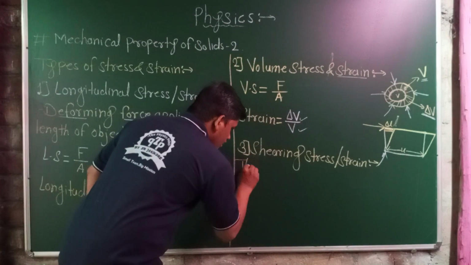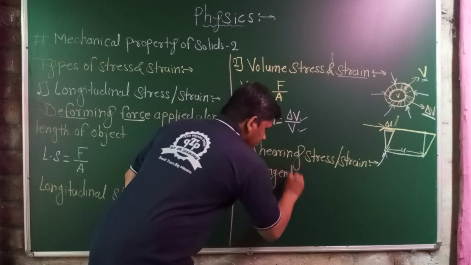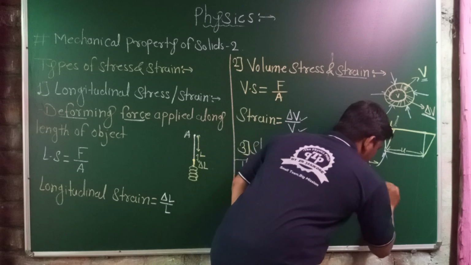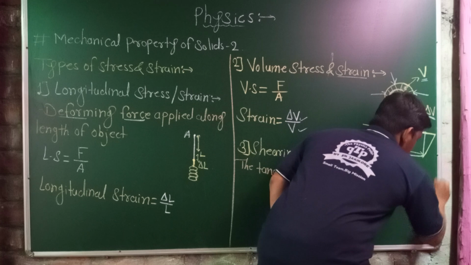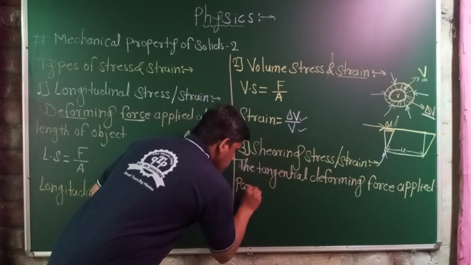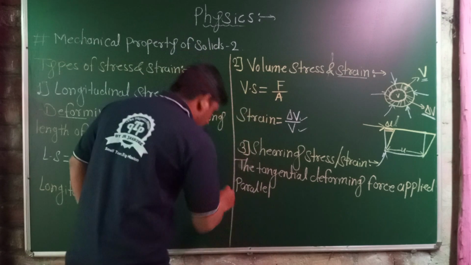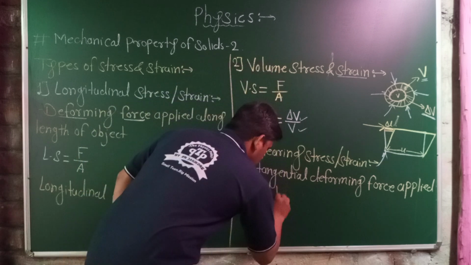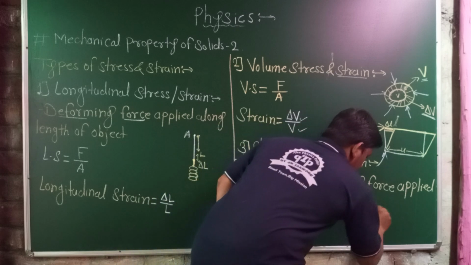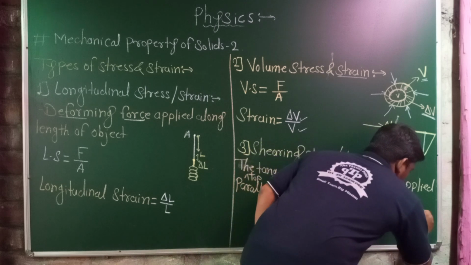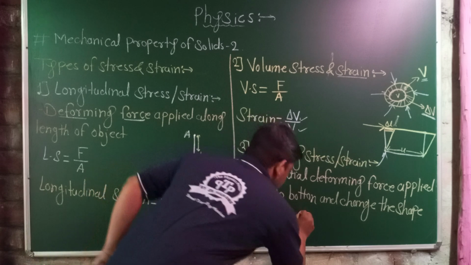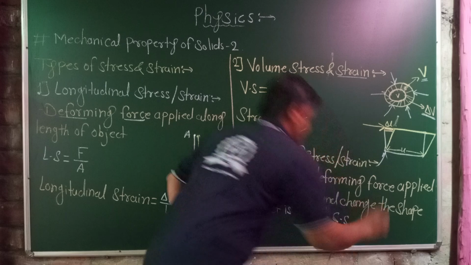Shearing stress: the tangential deforming force applied at the top, which is parallel to the bottom, and changes the shape of the object, is called shearing stress, that is SS.